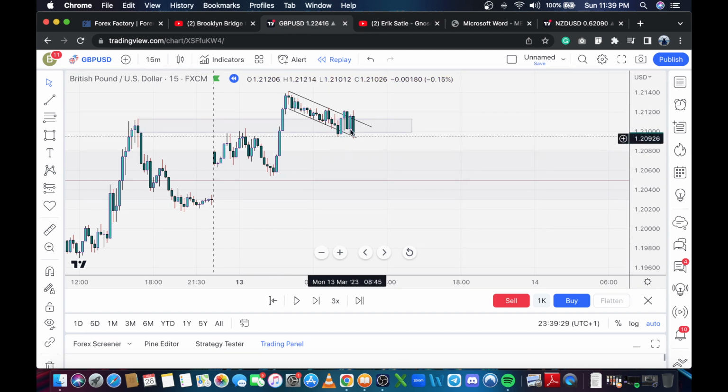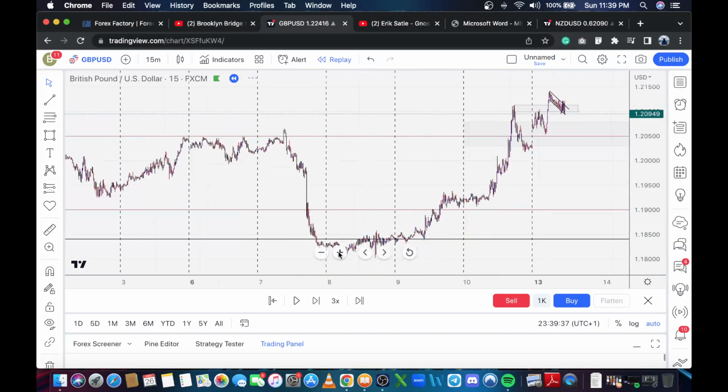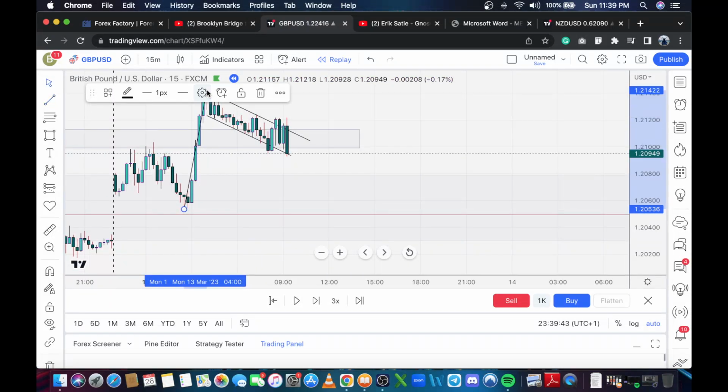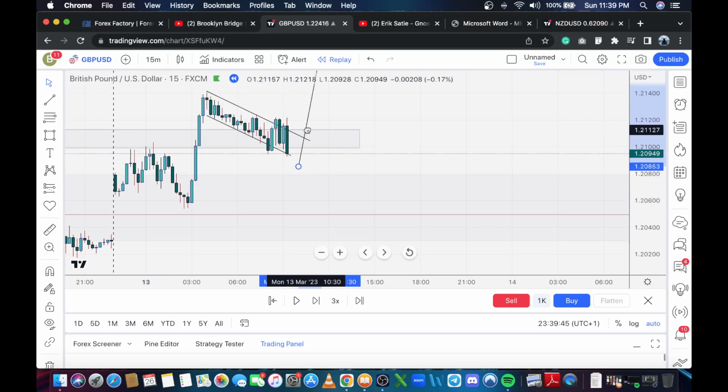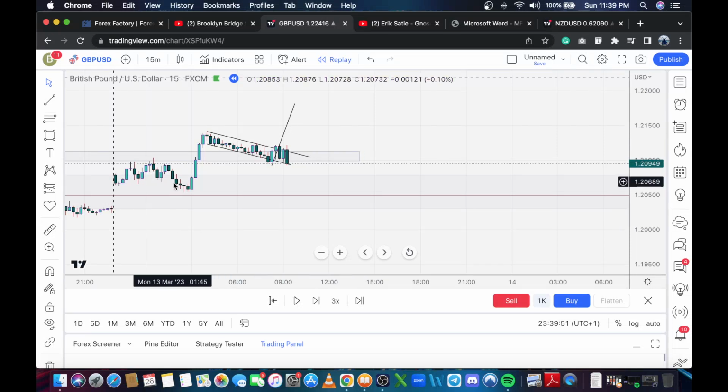If that's the idea of looking for a continuation higher, because usually what they're going to do is, again, the range measurement projections, they'll take the low to the high and take it to the retracement, and that's your target, and their stops are going to be below the low that makes the initial leg higher.